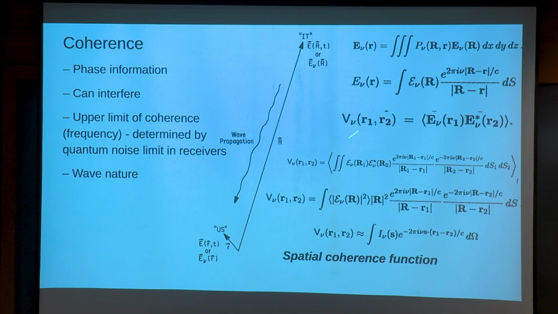Now assume that I am trying to sense this field at 2 points, r1 and r2, and I take a correlation. Correlation is nothing but this: I measure at r1, I measure at r2, they are all complex vectors, so I take a complex conjugate and I average. This is a correlation. So when I take this correlation and rewrite it in terms of this equation, this is what I get. This is my correlation function.